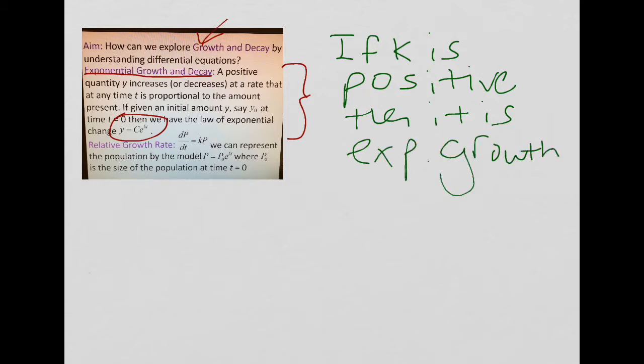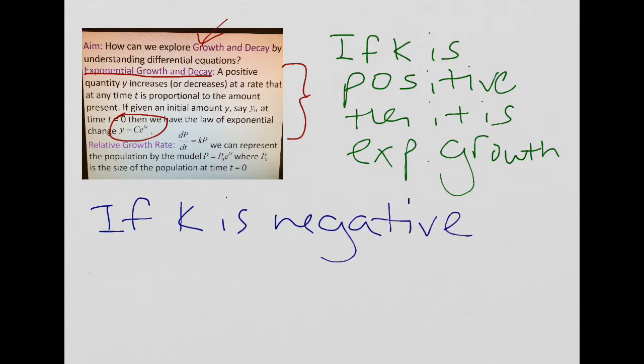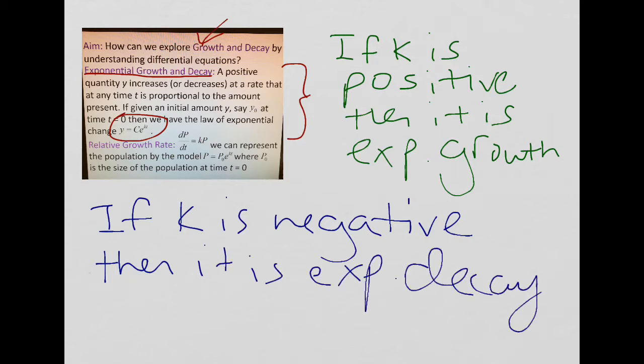And by saying that, you're probably thinking, well, if k is negative, then it's exponential decay. So please write that down. It's supposed to be a y. There you go. It's a little script.